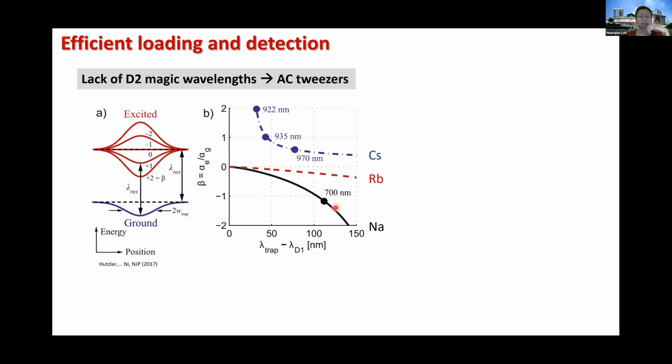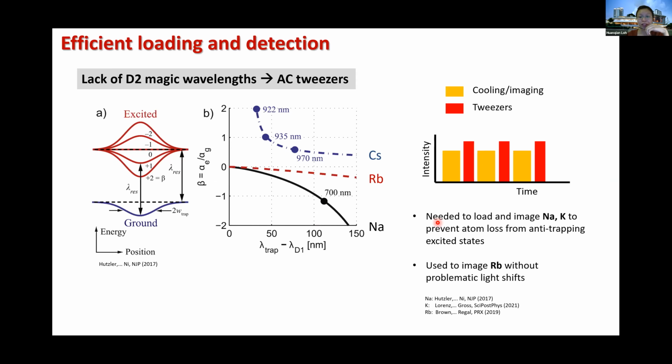And in fact, the group that tried this, the Ni group at Harvard, were not able to load single atoms until they developed this technique of the AC tweezers, where basically you modulate the tweezer and the cooling light such that they are not on at the same time. They're modulated out of phase, but at a frequency that is fast compared to the trap frequency. So you really want to avoid having any overlap between the cooling light and the tweezer light. So in this case, once the tweezer is on, you do not have the atom in the excited state.